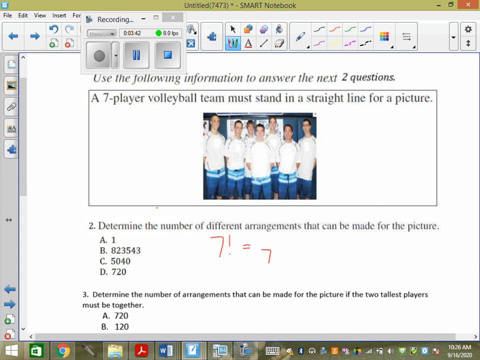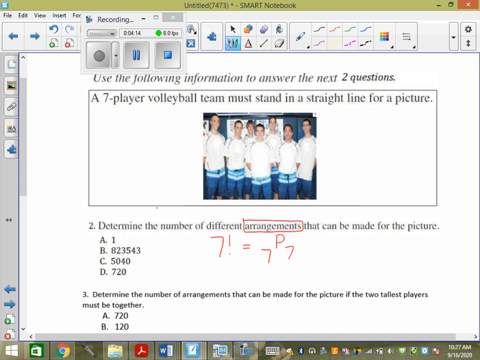7P7. Boom. Or 7P6 would end up being the same thing. Why does the order matter? Because you're lining people up in a picture, and it has the word arrangement. They're telling you to line them up in a picture. So if you line them up in a picture and then you move them, it's a totally different picture. So AKA order matters.